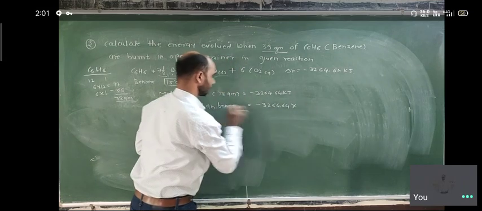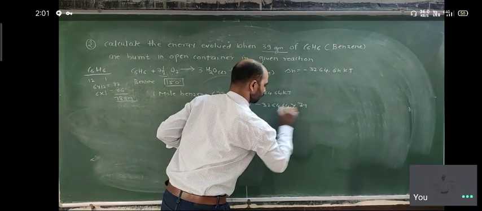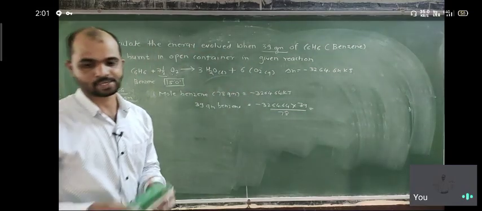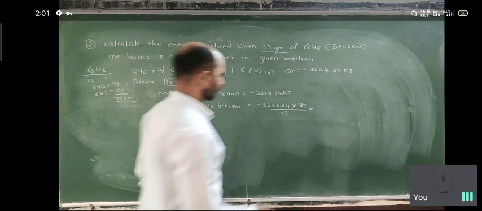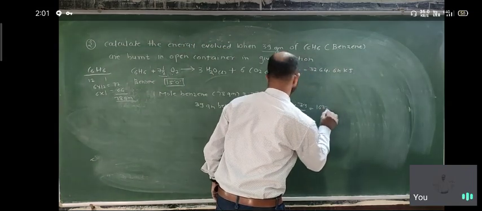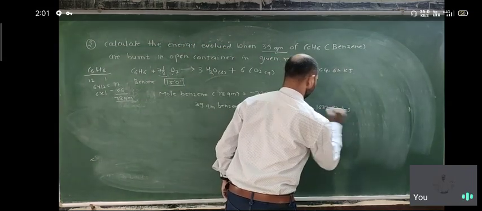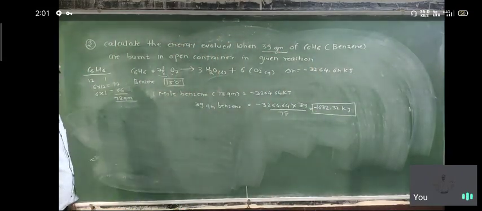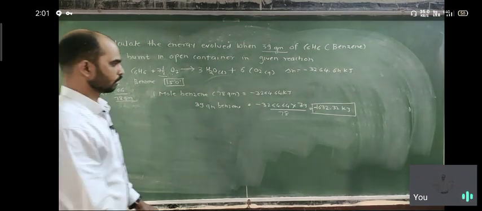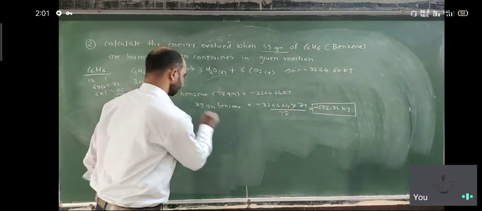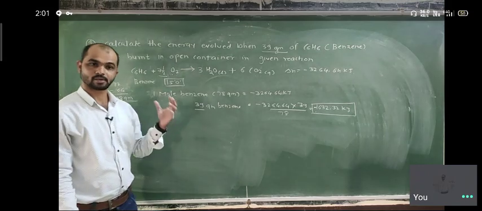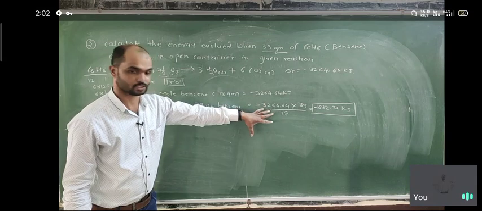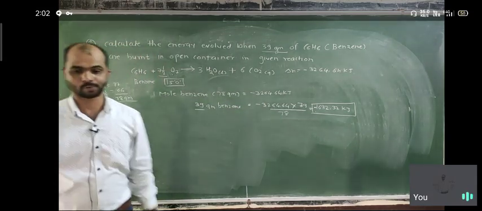3264.64 into 39 upon 78. The answer is again the same, 1632.32 kilojoule, and the sign is again minus. 1632.32 kilojoule energy is evolved when 39 gram of benzene is burned. You can do this calculation in a calculator. So that is the third problem.